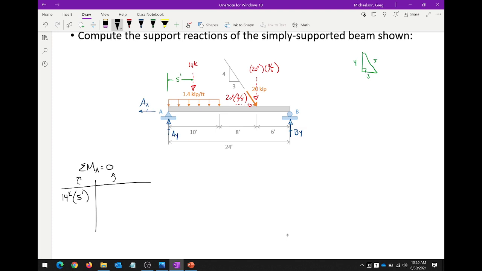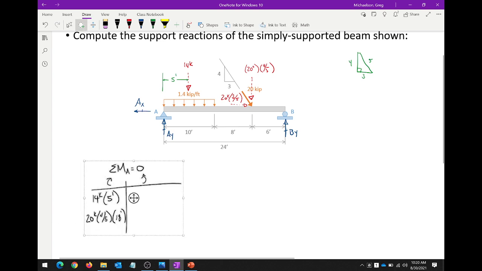So 20 kips times 4/5, what's our moment arm going to be? How far is that from A? 18 feet. And left side or right side? Left. Okay. So 20 kips times 4/5, and then that is 18. Let me move that over here a little bit. All right. So 20 kips times 4/5 times 18 feet, and that took care of everything except for BY. And BY is going to rotate in the opposite direction at a moment arm of 24 feet.